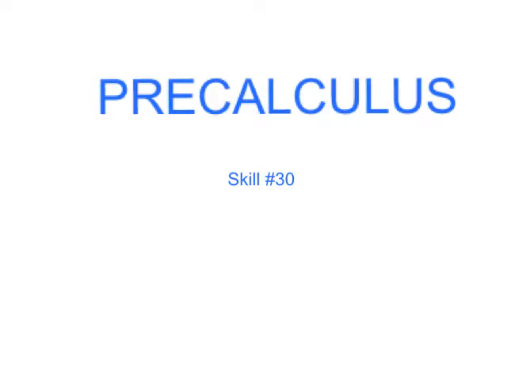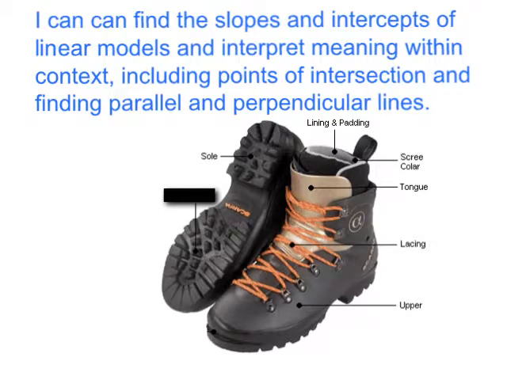Welcome to the pre-calculus video for skill number 30. I can find the slopes and intercepts of linear models and interpret meaning within context, including points of intersection and finding parallel and perpendicular lines.